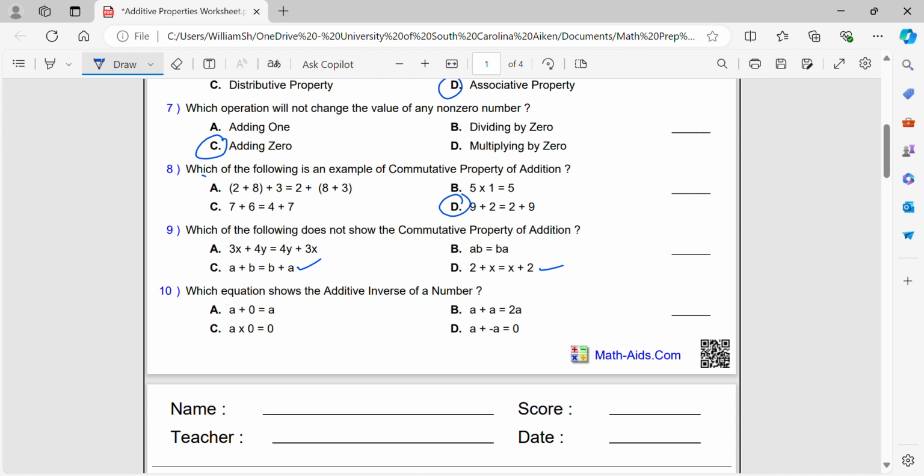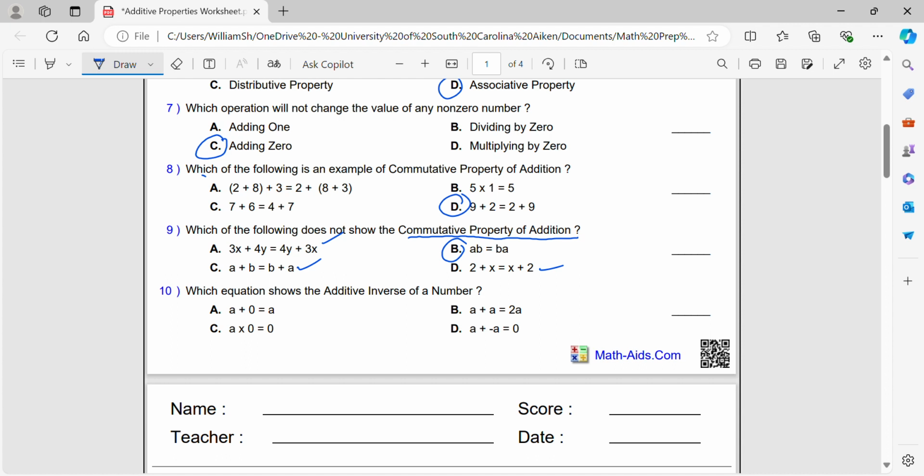If I look at part A, the only thing that changed in part A is the order. 3x plus 4y equals 4y plus 3x. Got some addition going on here to show the commutative property of addition. The only thing that changed is the order, so don't let the x's and y's freak you out. This checks out with the commutative property of addition. The only one that doesn't show the commutative property of addition is a times b equals b times a.